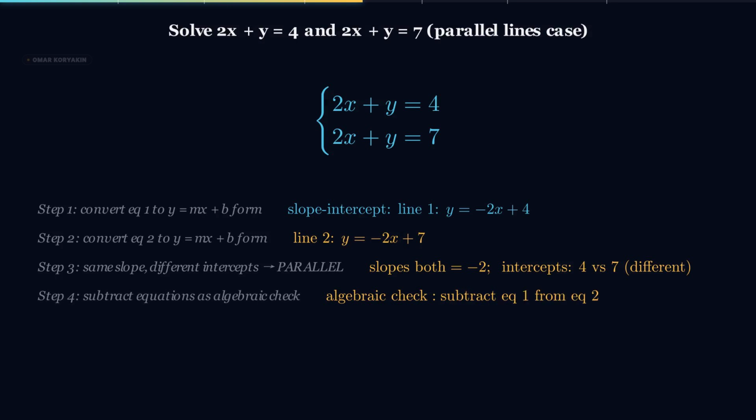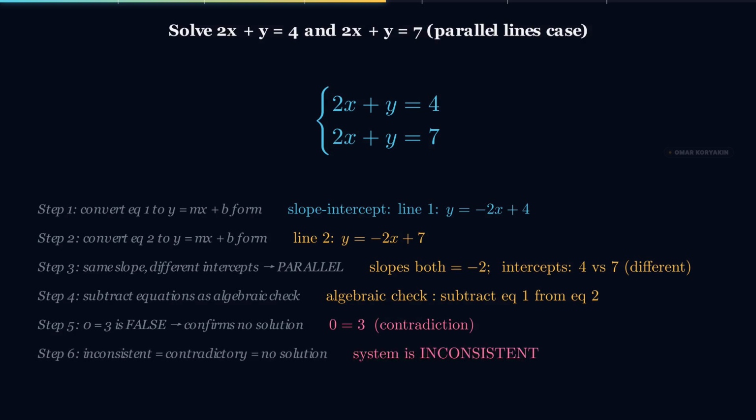There is no point that satisfies both equations simultaneously, because any point that satisfies the first equation lies on the first line, and any point that satisfies the second lies on the second line, and the two lines never share a point. Step 5. Verify algebraically by attempting to solve. Subtracting the first equation from the second, 0 equals 3, which is false. The contradiction signals that the system has no solution, consistent with the geometric picture of parallel lines.